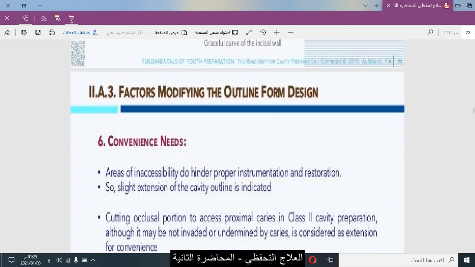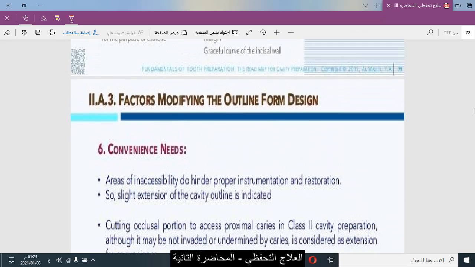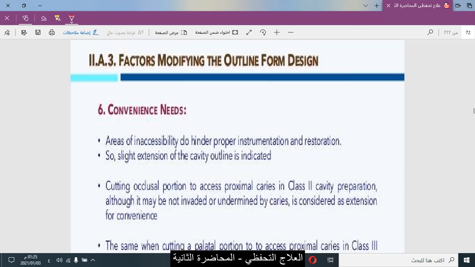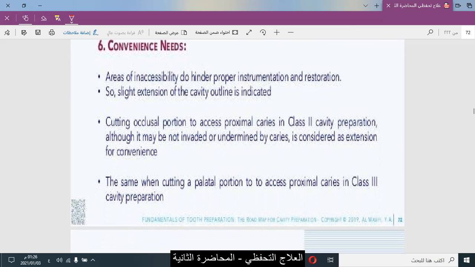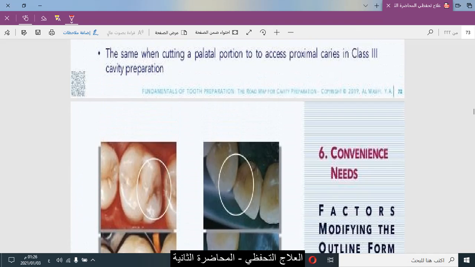So, convenience for manipulation of the instrumentation or for cleaning of the cavity, because as I told you, smaller instruments are present. So convenience is only to have the caries visible, complete visibility for complete removal, and to see the outline, and that's it for that convenience.